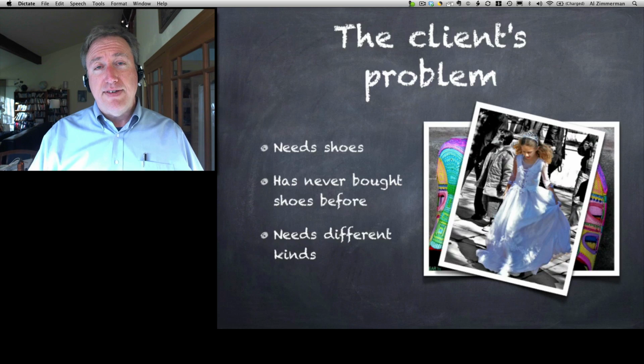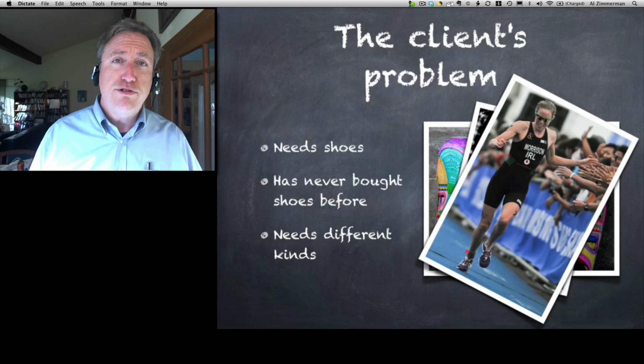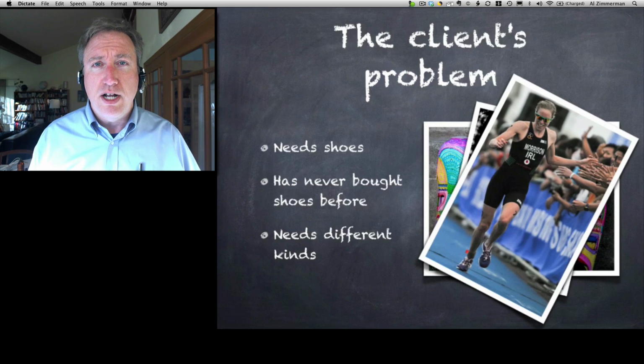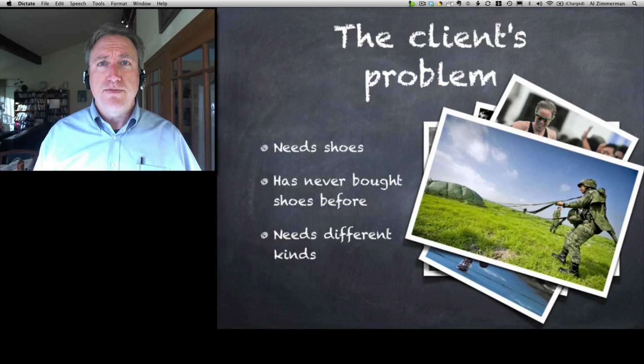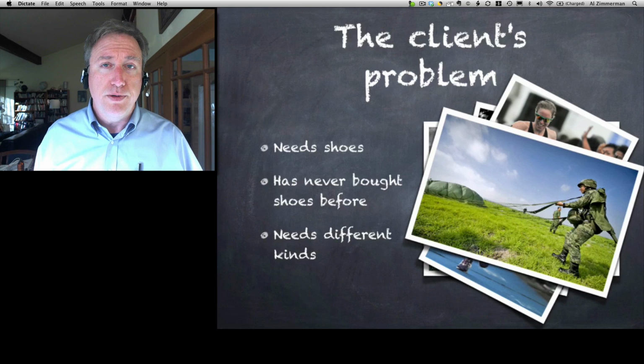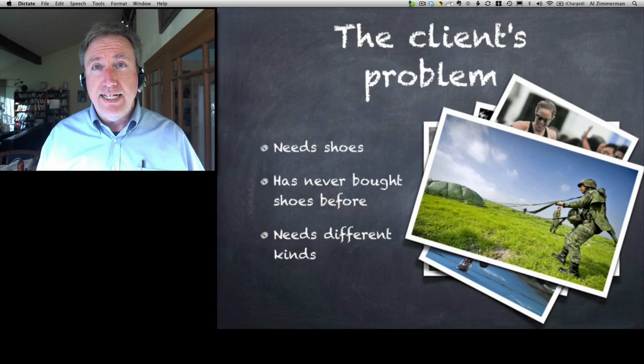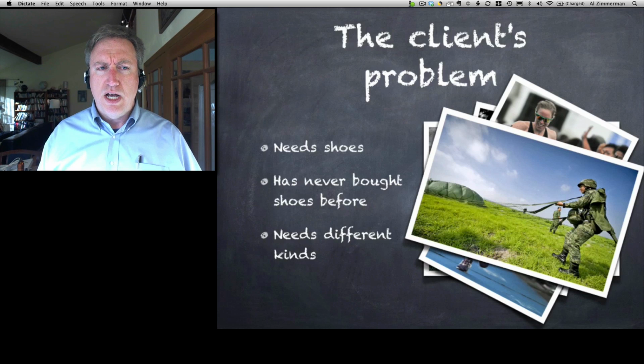Now, they obviously need princess shoes, but it turns out this princess is also a triathlete, and like every other member of the royals in her country, she's a member of the armed forces. In her case, she's a paratrooper. So she needs princess shoes, she needs athlete shoes, and she needs combat boots. Three different kinds of shoes. So we have to write a process that will help her figure out how to buy shoes. Kind of silly. Oh well.